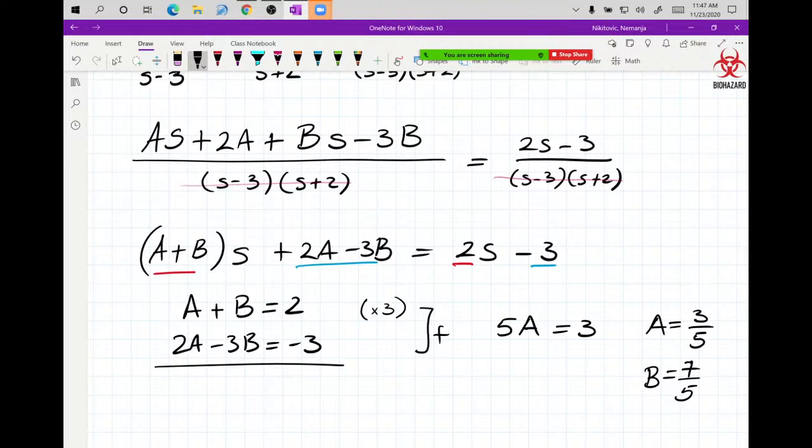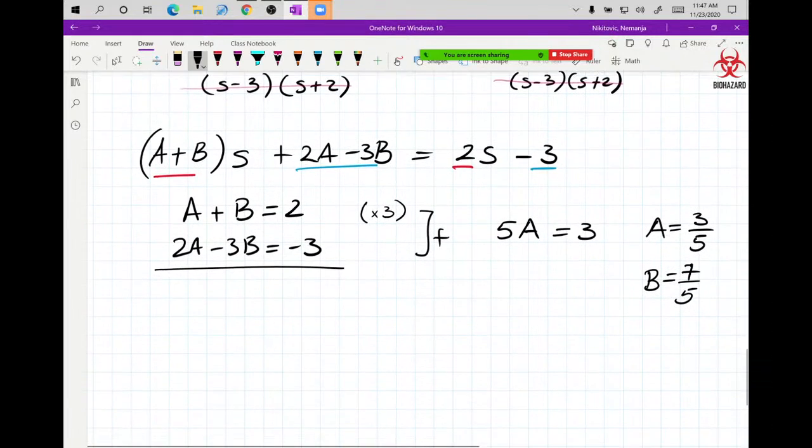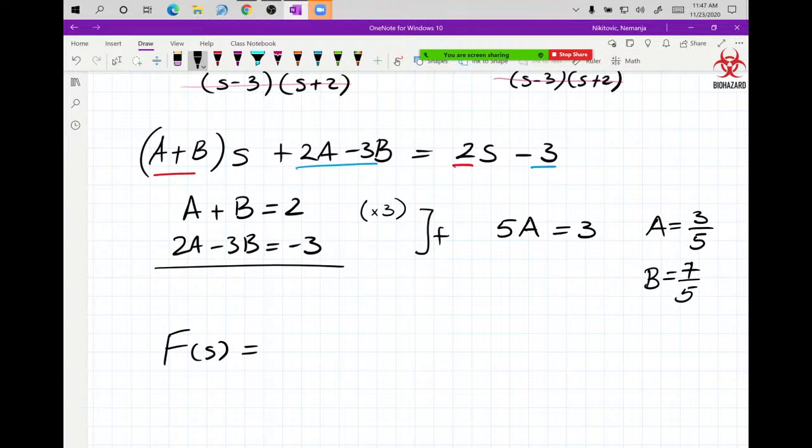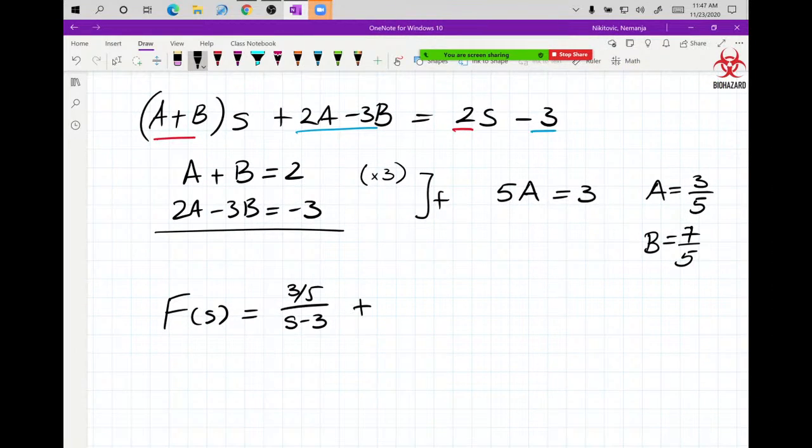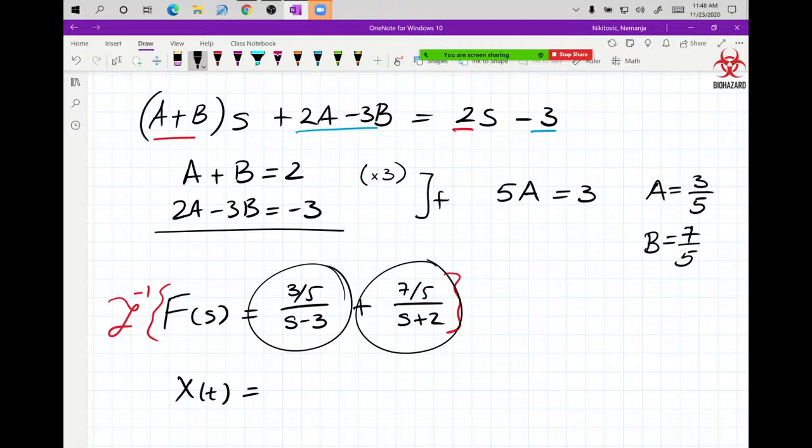So we have our a and b, and now we go back into our F of s and we say my a is 3/5, and that was divided by s minus 3, and my b is 7/5, and that's divided by s plus 2. Now, when you hit both sides with the inverse Laplace, your F of s becomes x of t. And now you have to find in your table, what fits these?